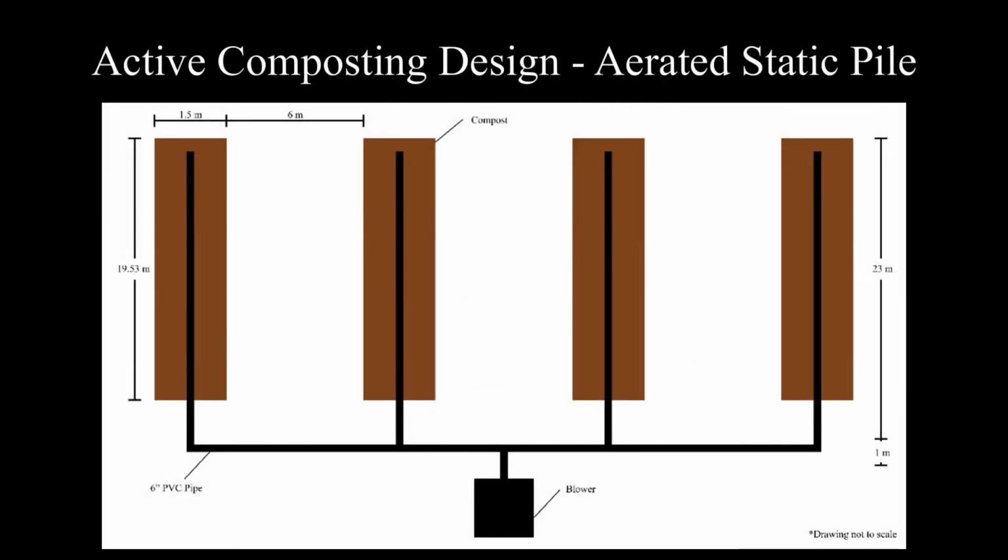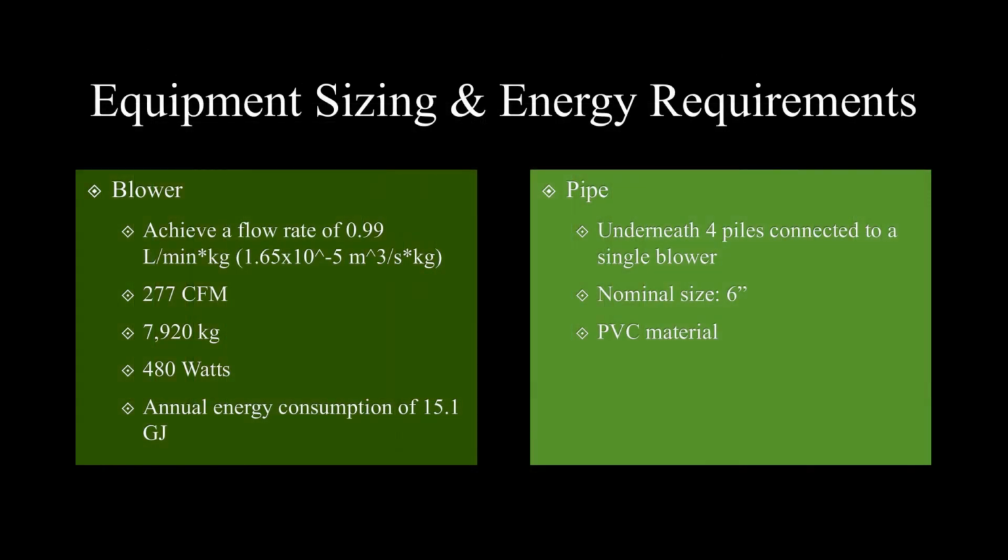The introduction of oxygen will be supplied through a single blower, pumping air attached to a perforated pipe under each pile, as shown. Each pile must be placed 6 meters apart in order to provide enough space to load and remove each pile from the active composting stage. Next, we will discuss the equipment sizing and energy requirements.